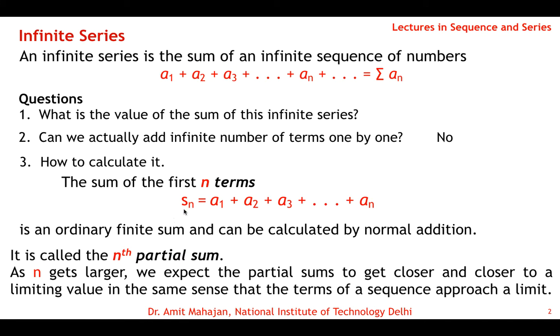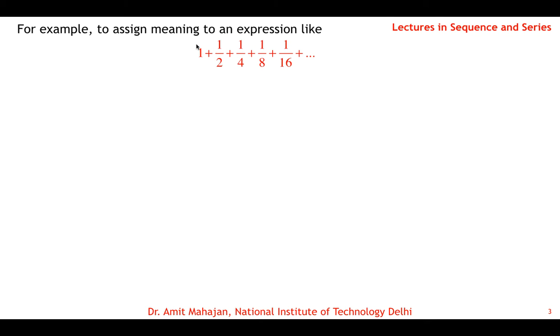With n equal to 1, this will be S1, which means only the first term a1. If I take n as 2, then it will be S2, the sum of the first two terms. S3 will be the sum of the first three terms, and so on. Sn is the sum of the first n terms. So this Sn forms a sequence, and when n gets larger, if this sequence converges to a value, then we say that the sum approaches that value as well. So let us take one example to see this.